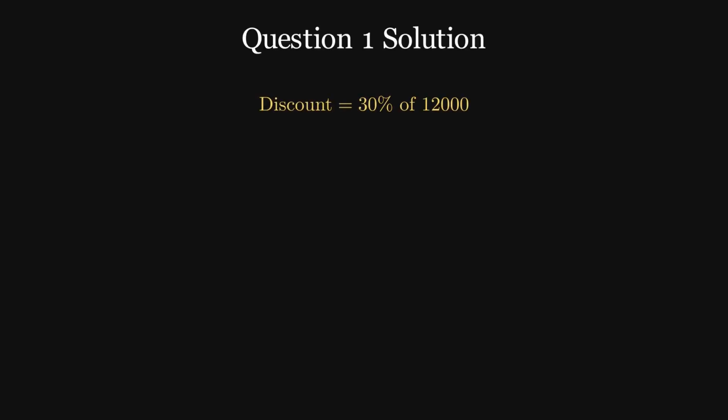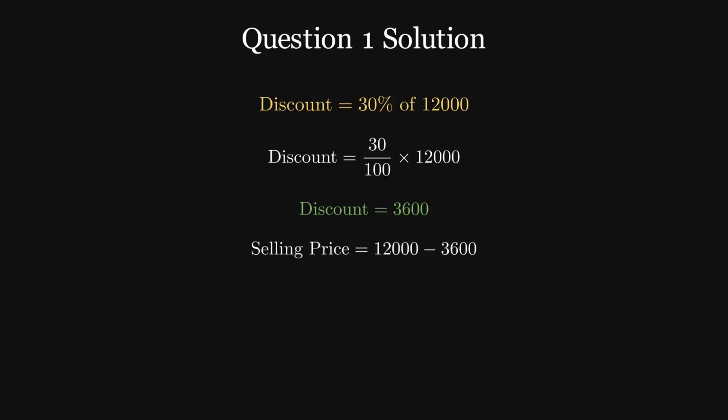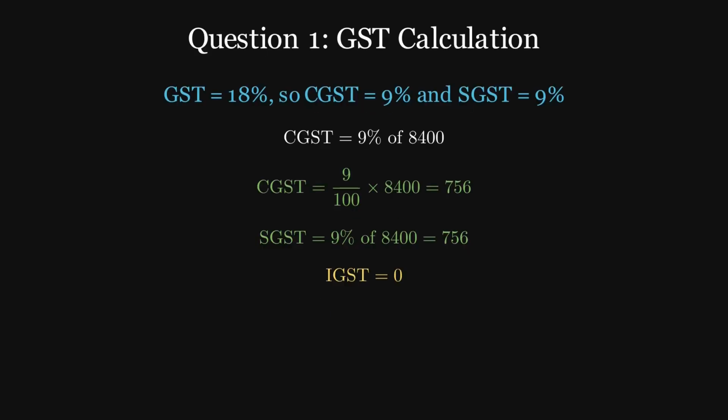First we calculate the discount. So discount is 30% of 12,000. So discount is 30 divided by 100 multiplied by 12,000. This gives Rs 3,600. Now we calculate the selling price. Selling price is MRP minus discount. So selling price is 12,000 minus 3,600. This gives Rs 8,400.